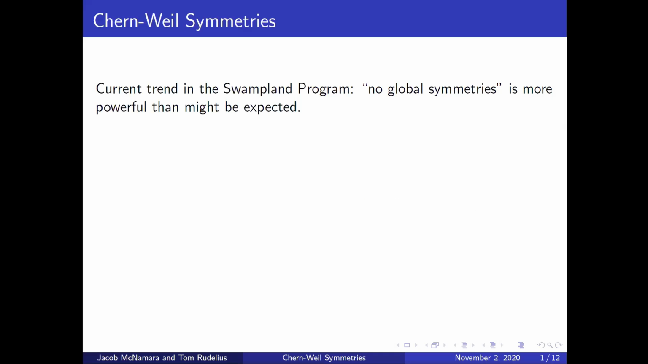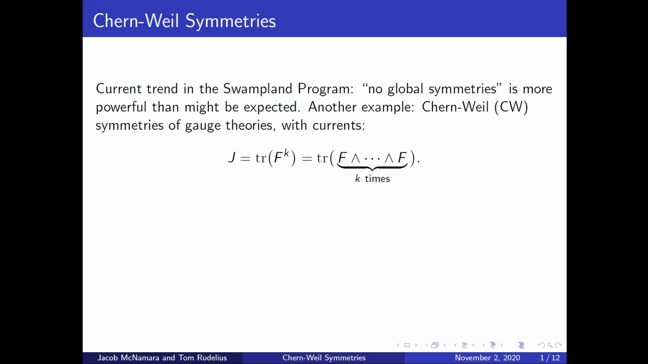So I will just want to start by emphasizing that there's this current trend in the Swampland program, which is to realize that the statement of no global symmetries is actually a lot more powerful than might be naively expected. When I first heard the statement, it was sort of, no global symmetries, okay, whatever. But what we're finding out is that actually coming up with a quantum system that has no global symmetries at all is very difficult and is very constraining on the dynamics of the theory. So we're going to provide in this paper another example of that trend regarding what we're calling Chern-Weil symmetries of gauge theories.